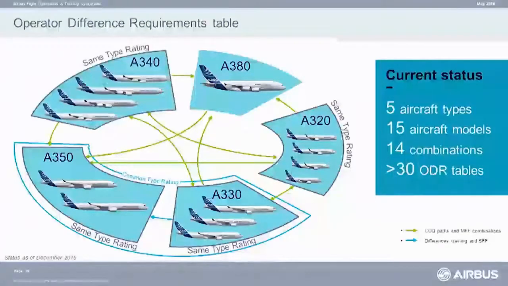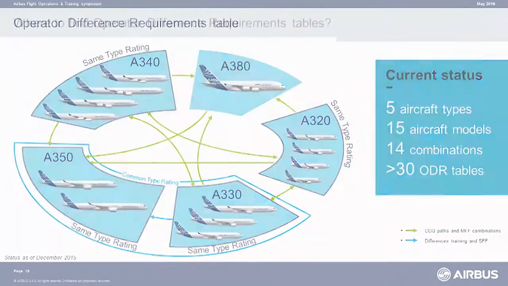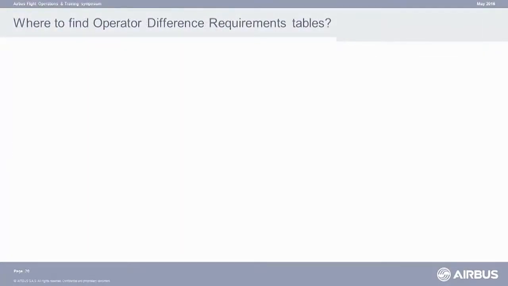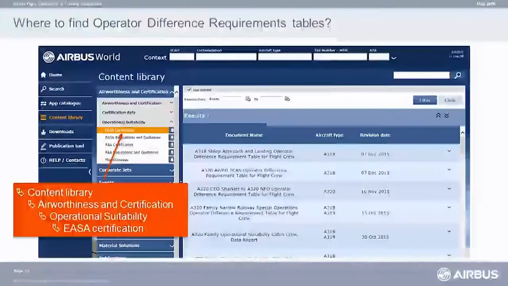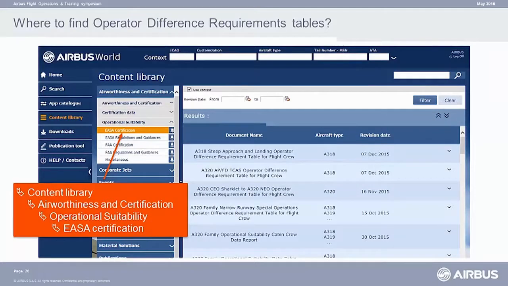Where we are today, we have more than 30 ODR tables already published, 14 combinations through 5 aircraft types and 15 models. It works. Where to find the ODR difference requirements table? Like yesterday for operational suitability data, they are all available on Airbus World in the content library, airworthiness and certification, operational suitability, EASA certification. And I mentioned as an example the APFDT CAS before. We can see here that we have the one for the A320.